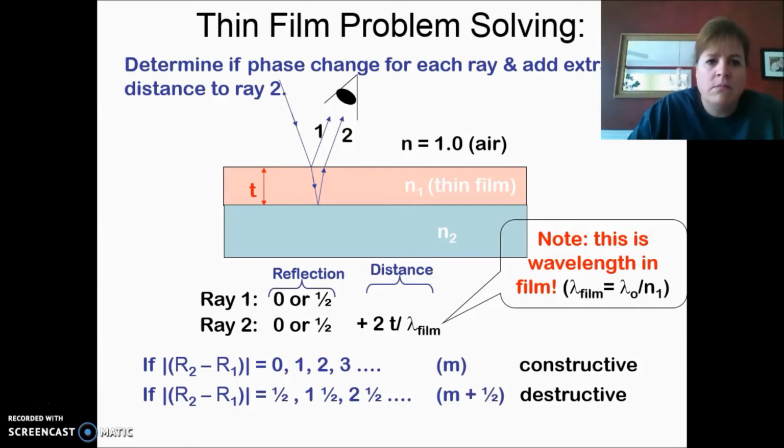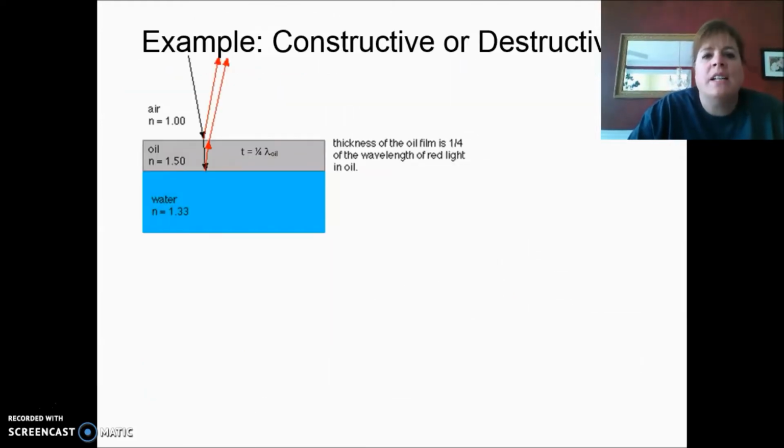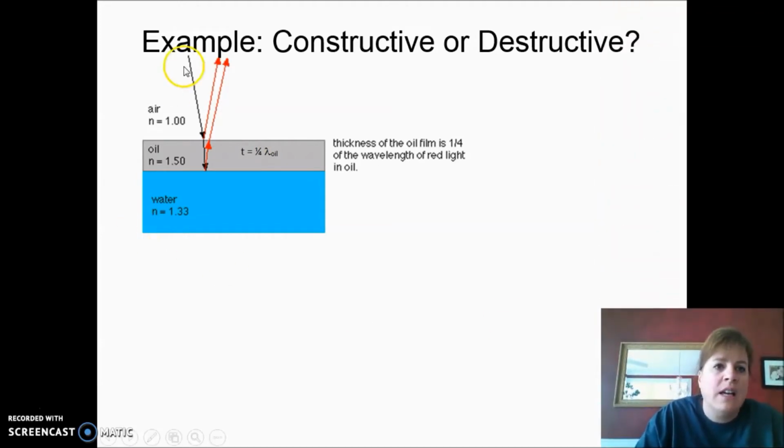So let's see what this means. Let's try something. All right, constructive or destructive? I have light coming through air, hitting an oil film with a refractive index of 1.5, hitting a boundary in water. So I've got oil floating on water here. Now the thickness of my oil film is 1/4 of the wavelength of this red light. Oh, it's red light, in oil. Does that matter? I don't know.